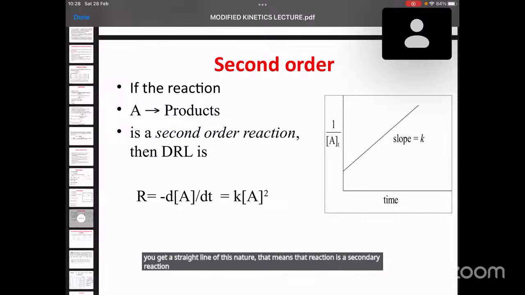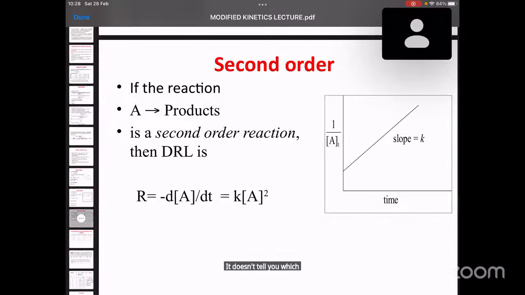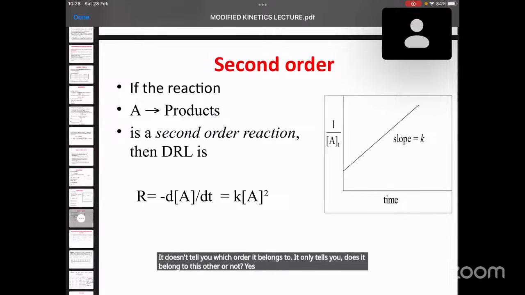Now, when you use any integrated rate law for a particular order, if you get a straight line, that means it belongs to that order. If you don't, that means it does not. It doesn't tell you which order it belongs to. It only tells you, does it belong to this order or not? Yes, no. If it does not belong to that order, you need to go and use the integrated rate law for another order to figure out whether it belongs to that order or not.